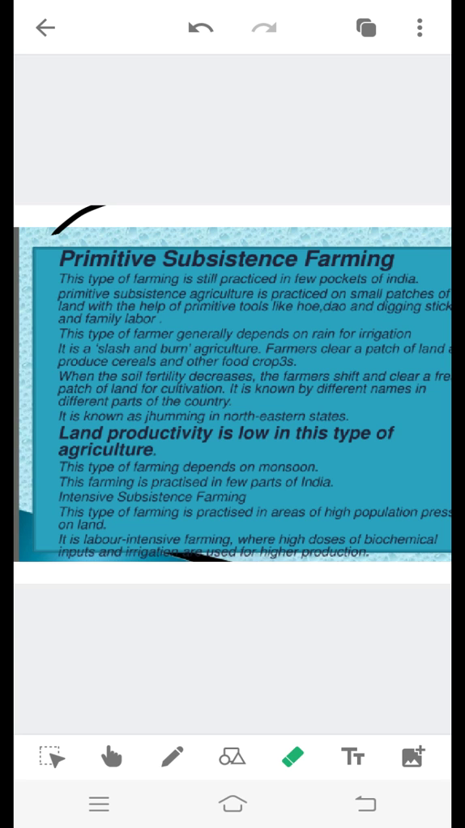Now, subsistence is a word that may be new for you. What does the term subsistence mean? It means minimal. The dictionary meaning of subsistence is minimal, that is food for the purpose of personal use only, where sale is not included. Minimal farming produce for personal use. Now when we talk about primitive, it is always on a small scale of land and with the help of old primitive tools like hoe and digging sticks.